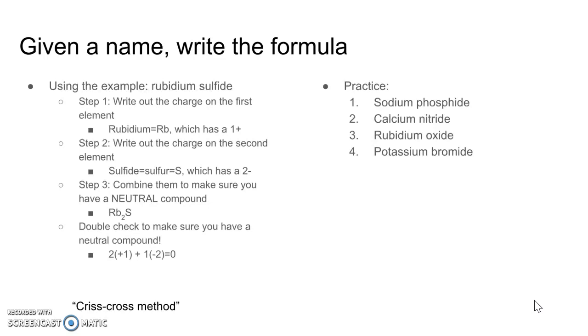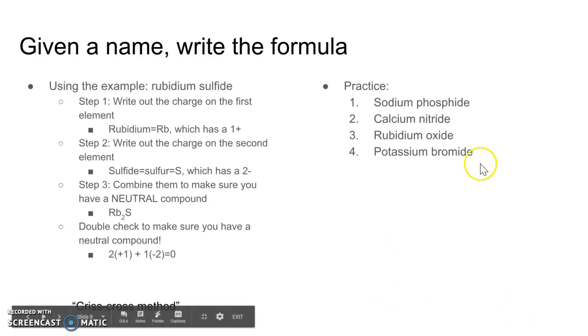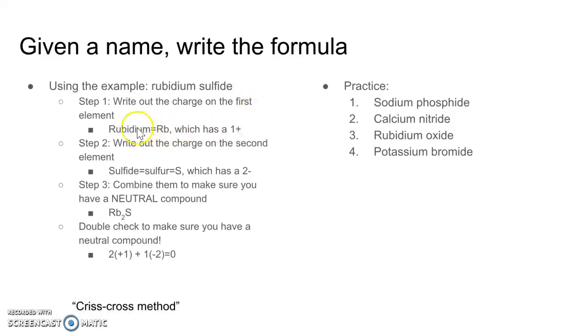All right, so again, let's think about it from the simpler perspective. Given a name, could you write the formula of an ionic compound? I'm going to use the example of rubidium sulfide. First thing you would want to do, write out the charge on the first element. So rubidium, that translates to Rb, which has a +1 charge.